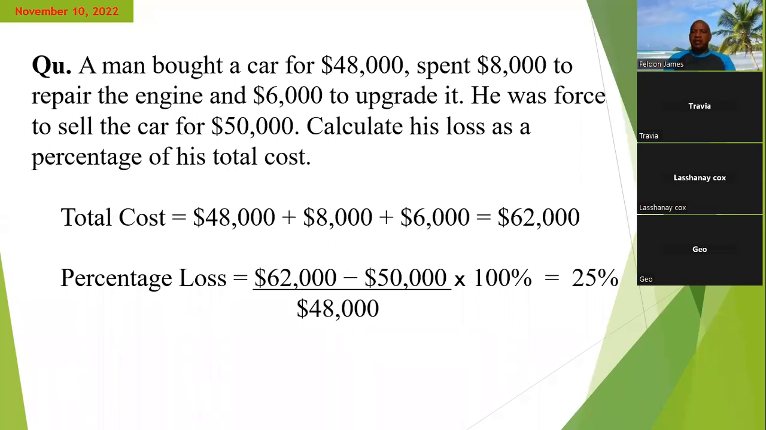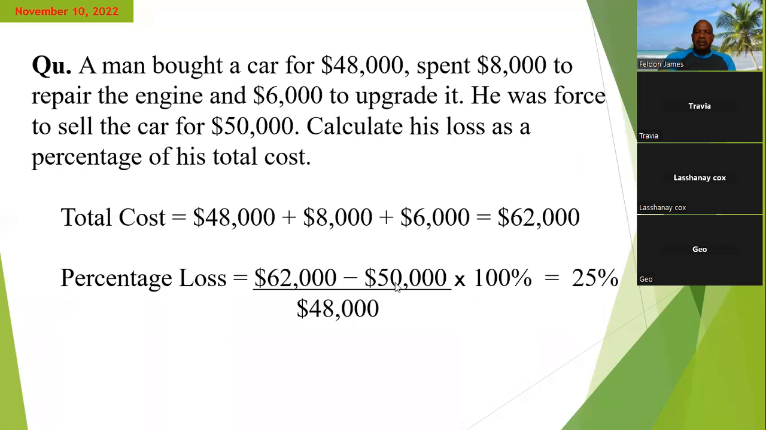Yes, sir. Right. So what he bought the car for from the person would be the cost price. The 8,000 and 6,000 would be additional cost incurred, but not in buying the car. That would be in terms of repairing the car and the engine. All right. So, but it still has to be considered as a part of the cost in terms of what he would have spent. But if you're calculating it as a percentage of what the car was bought for, then we have to use the 48.